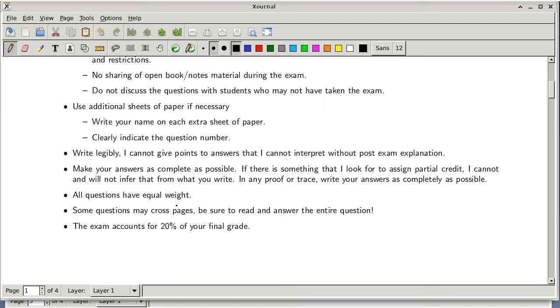All questions have equal weight. I will keep that policy. This is really for your benefit, because if all questions have equal weight, you can take a quick glance over all the questions and start with the ones that you feel most comfortable with first. So do not try to answer the questions in sequential order. You always start with the questions that seem the easiest to you. You nail the questions that you know you can get points out of, then you get back to the harder ones and see if you have enough time to deal with those.